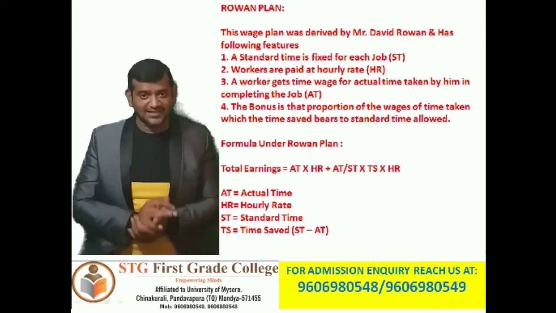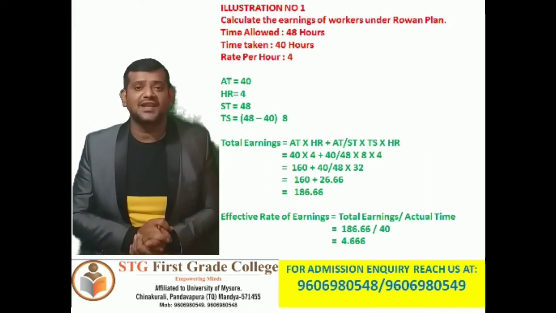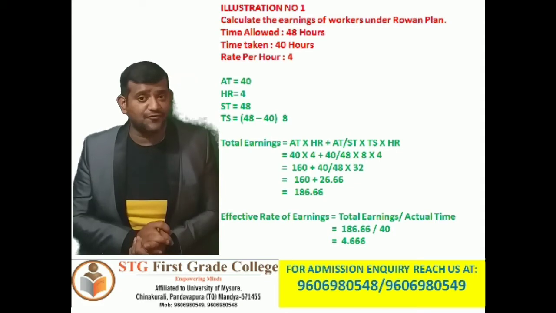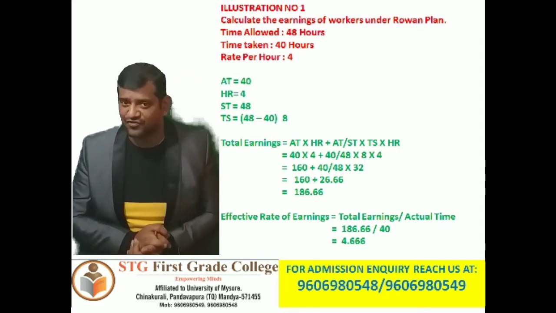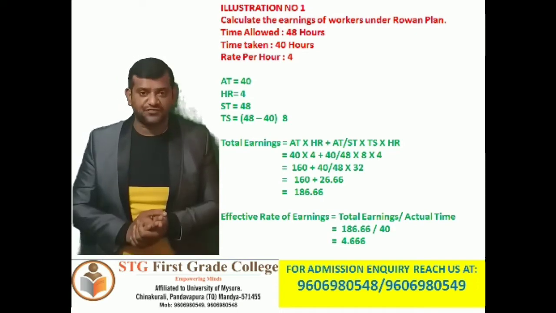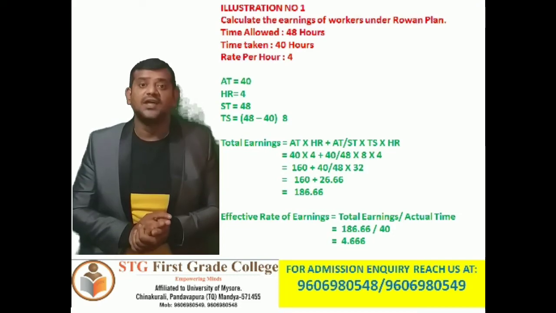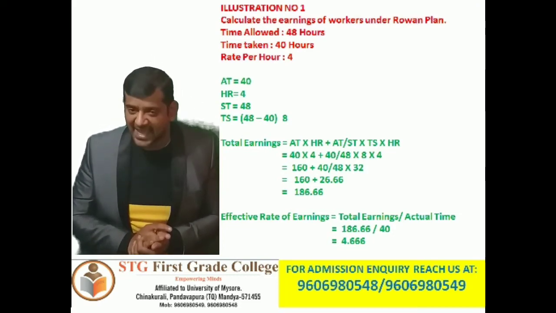Let us solve the problem under Rowan plan. Illustration number 1. Calculate the earning of worker under Rowan plan. Time allowed 48 hours. Time taken 40 hours. Rate per hour rupees 4. So actual time equals 40, hourly rate 4, standard time 48 hours. Time saved, that is 48 minus 40, that is 8 hours.